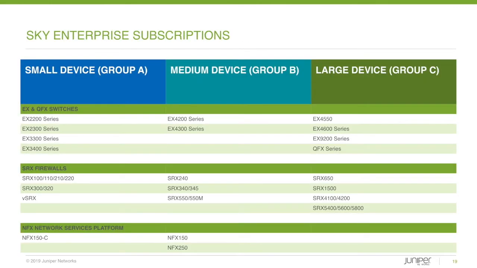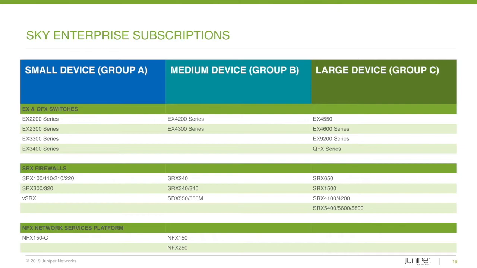And then let's talk about Sky Enterprise licensing a little bit. Here we're showing those EXs and QFXs. Something to point out is that the QFXs right there, all models are Group C. So a device maps to a group, and then that license is needed in Sky Enterprise.